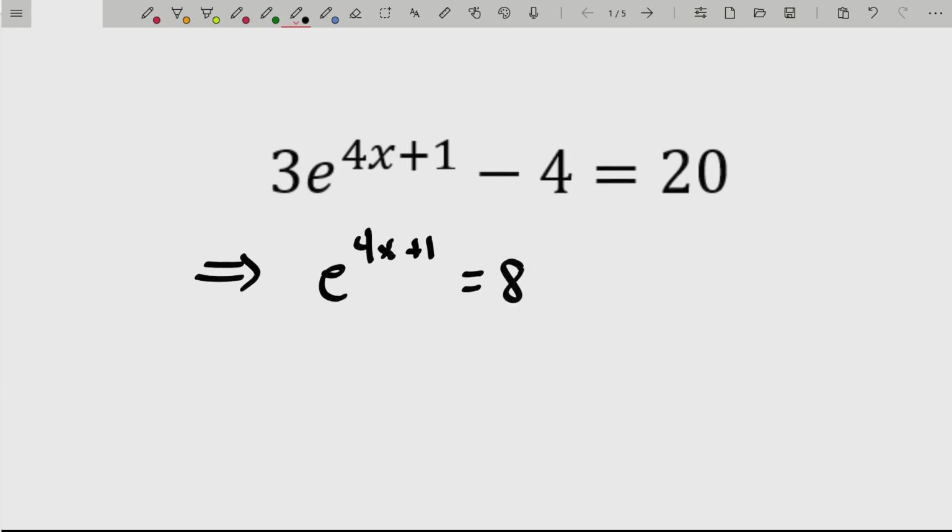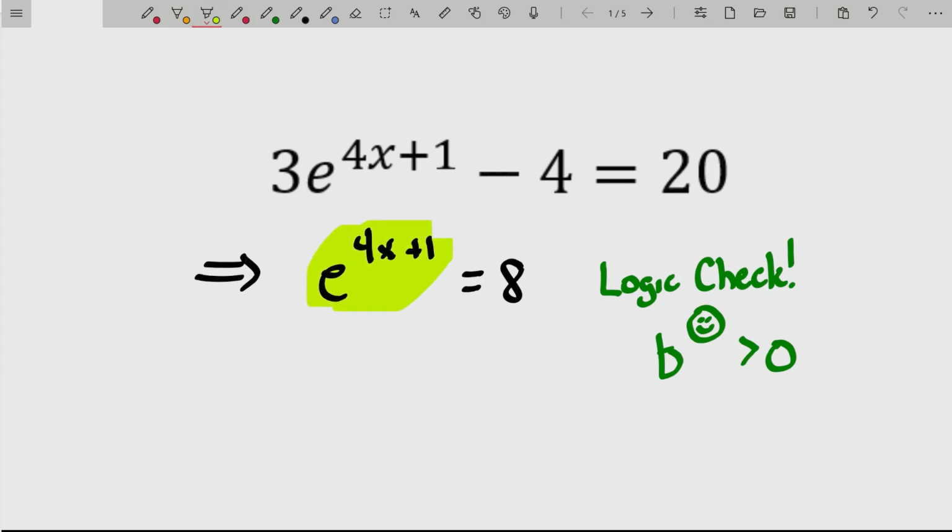Now, before we continue, do a logic check. An exponential function, b to a power, is always positive. So this exponential function we have right here should be equal to a positive number. It is. So I'm free to continue forward. If that was a negative 8 on the right hand side, I would immediately say no solution. That's a good logic check without you having to continue forward if you don't need to. But let's continue forward because we need to.